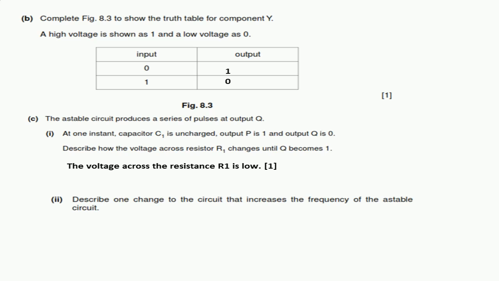Question number 8, part C, 2. Describe one change to the circuit that increases the frequency of the astable circuit. Dear student, in this circuit we have four components, two capacitors and two resistors. If you decrease any one of the components, R1, R2, C1 or C2, you will increase the frequency of the astable circuit.